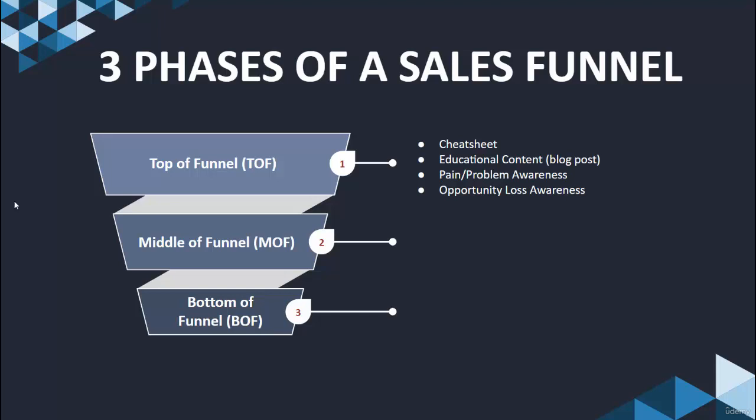So the top of funnel, as you can see here, is typically where we're providing valuable information, a cheat sheet, educational content, maybe like a blog post that you're sending people to. You're making them aware of a pain, a problem that they have that is kind of unconsciously there, but hasn't been brought up to the conscious level. And you also may be presenting them with an opportunity that may be available to them. And if they don't take advantage of that opportunity, they may lose out on that particular opportunity.